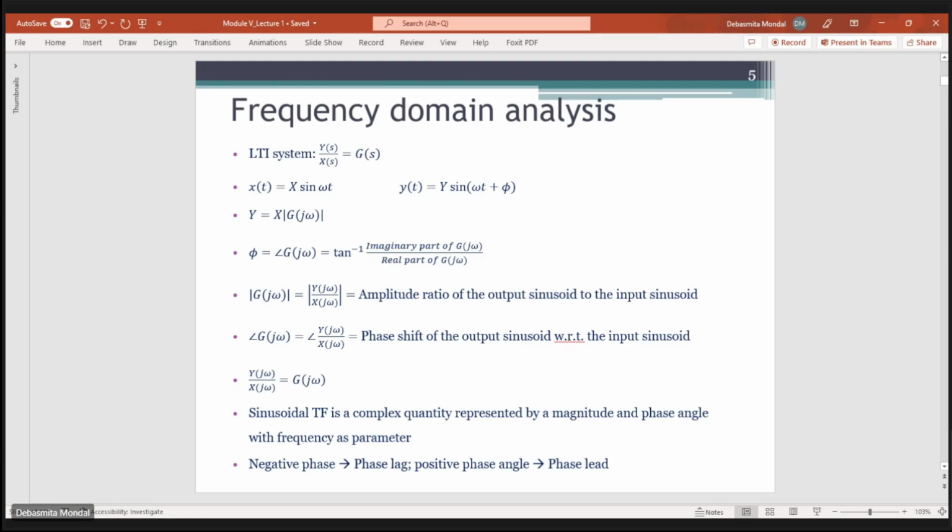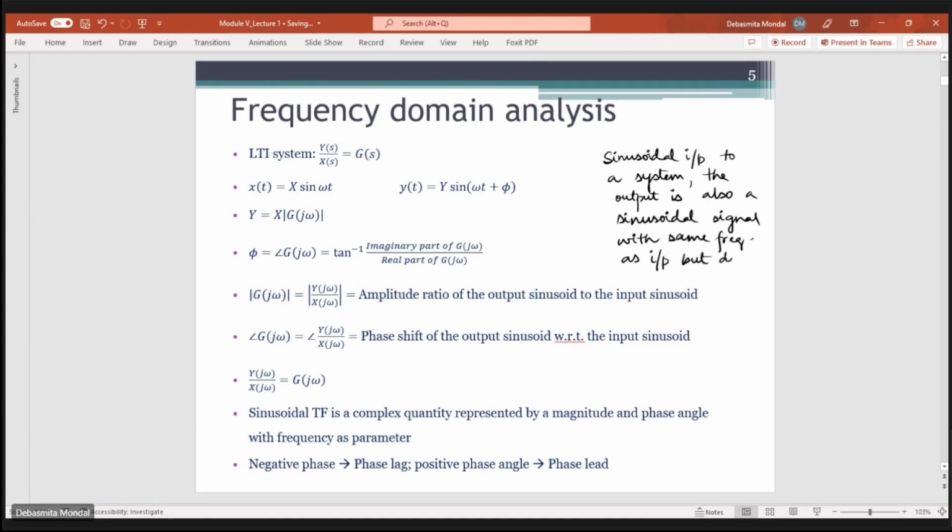Before moving forward, let me tell you one more thing. Another very useful property of sinusoidal signals is that if you apply a sinusoidal input to any kind of system, the output is also a sinusoidal signal with the same frequency as the input signal, but with a different amplitude and phase.